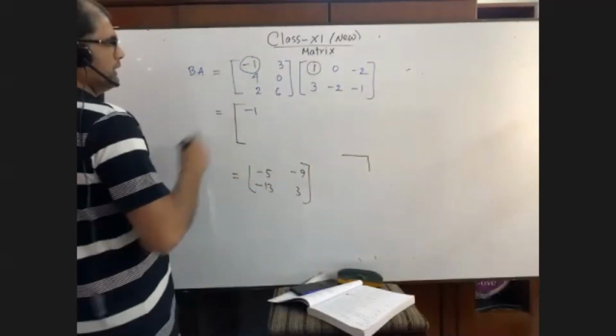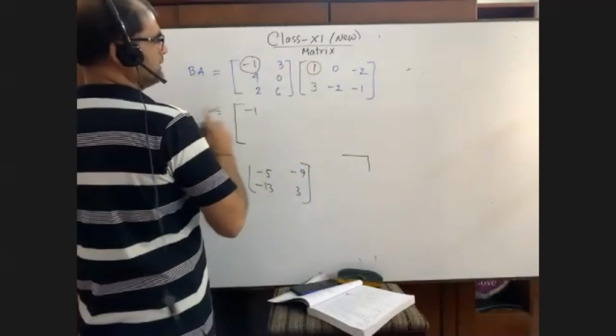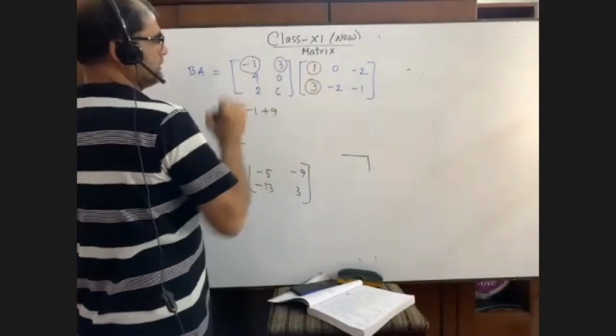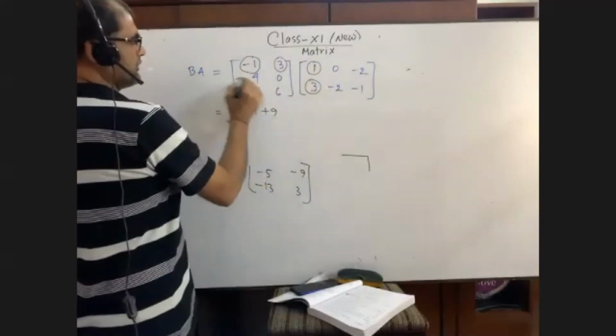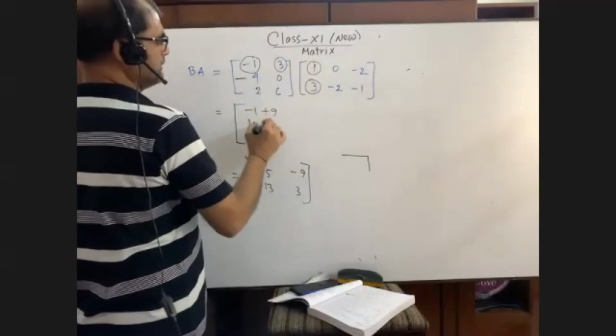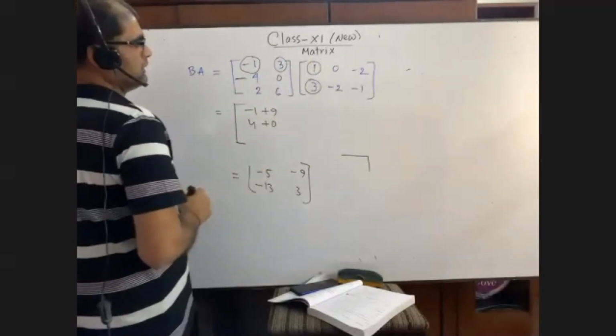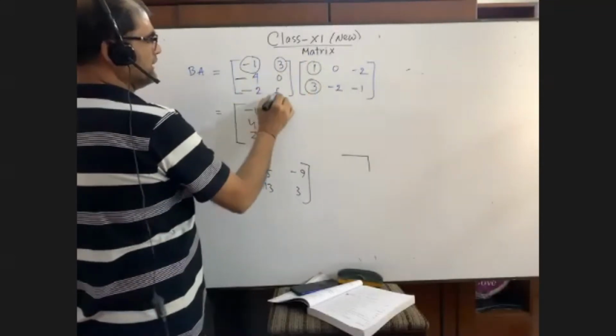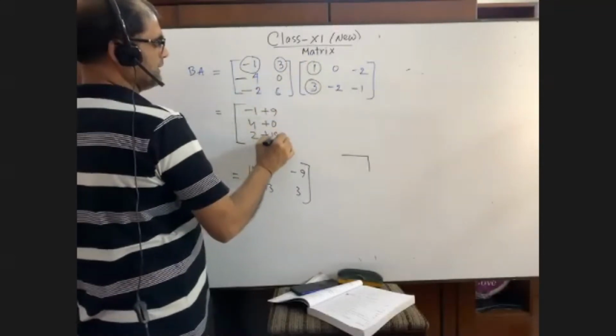Okay, all of you. -1 into 1, -1. Then what? 3 into 3 equals to what? +9. Is it? Now go to the second row. 4 into 1, 4. 0 into 3, +0. Now go to the third row. 2 into 1, that is 2. 6 into 3, that is +18.